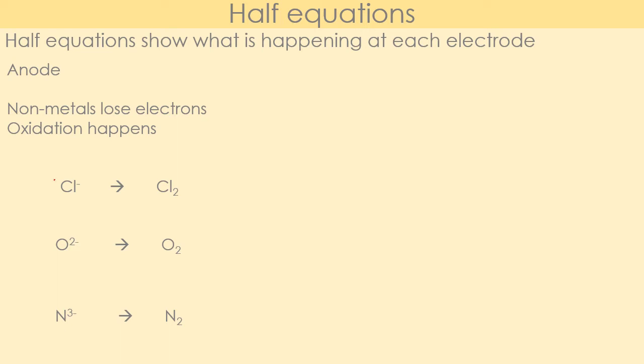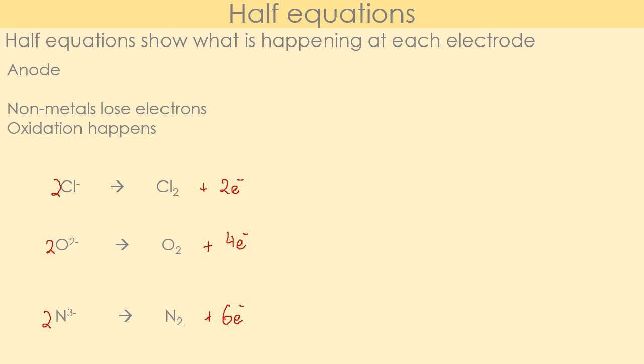If I want to balance this, I need to make sure I've got the same number of atoms on each side. I need to make sure I've got the same number of electrons on each side as well. Now, this one has lost electrons, so it's going to have some spare electrons over here, and it's going to be 2 electrons. So we write 2e minus. The reason why it's 2, each chlorine has lost 1. And for my oxygen, I'm going to have 4 electrons. The reason why, each oxygen has lost 2. And next one, I'm going to have 6 electrons. The reason why, each nitrogen ion has lost 3 electrons.